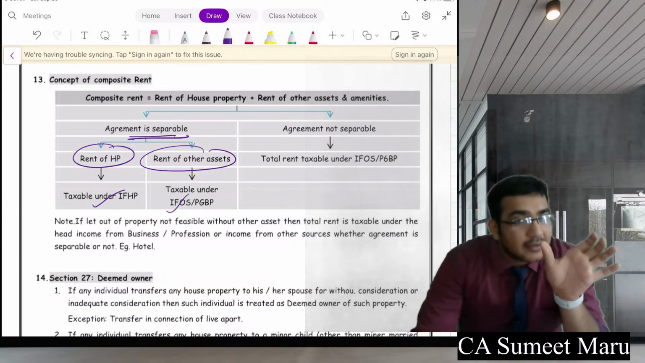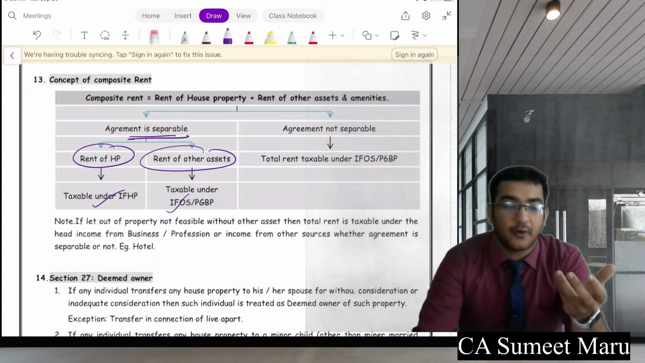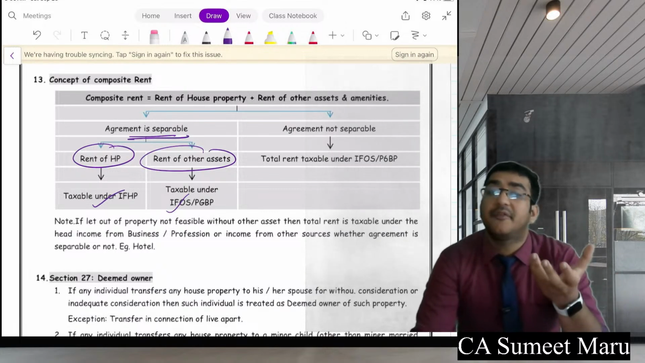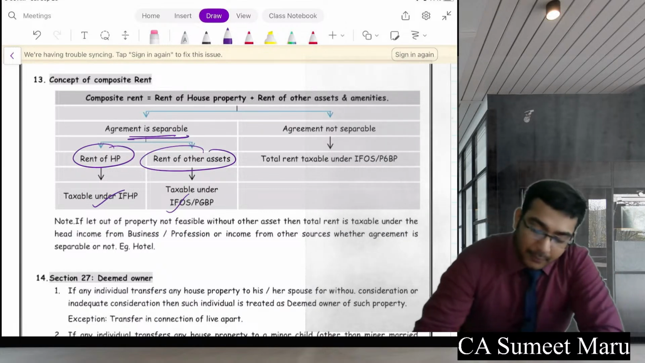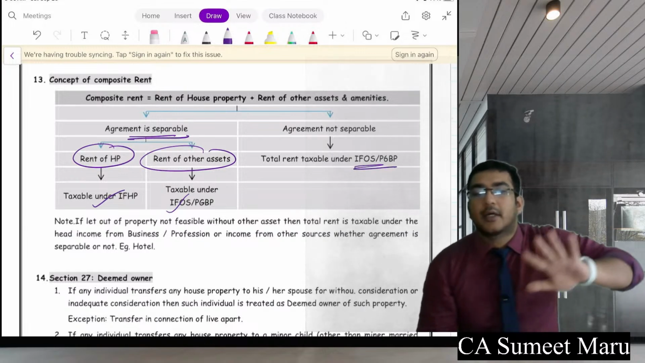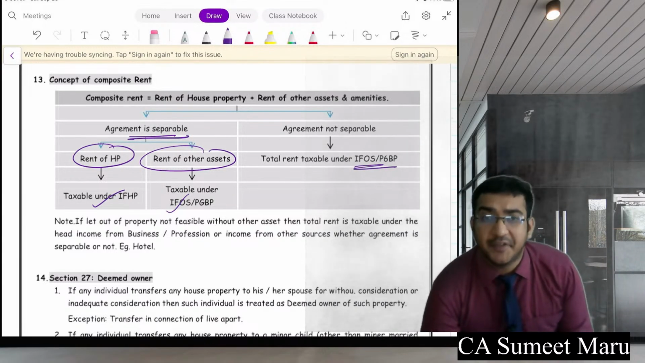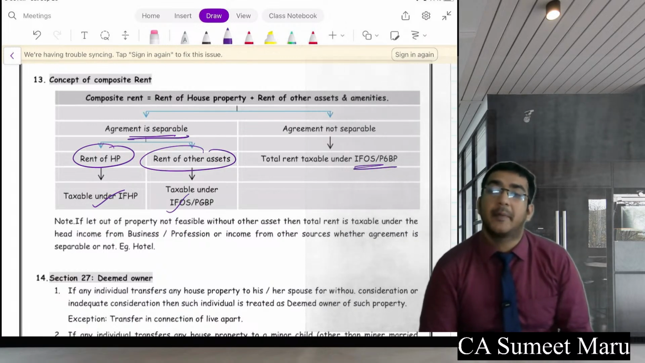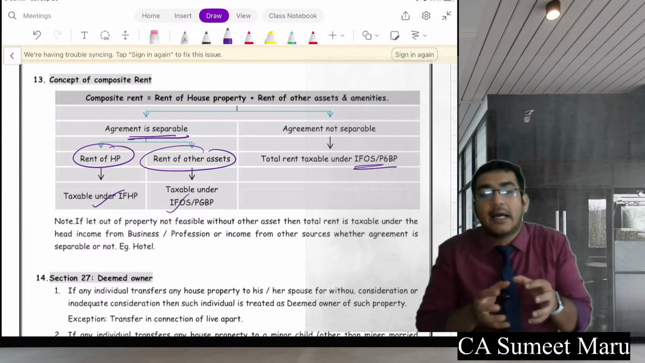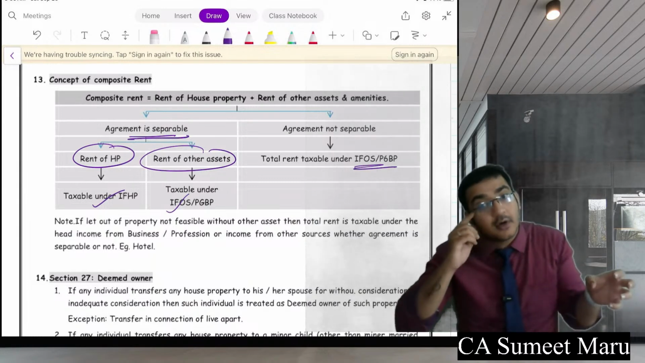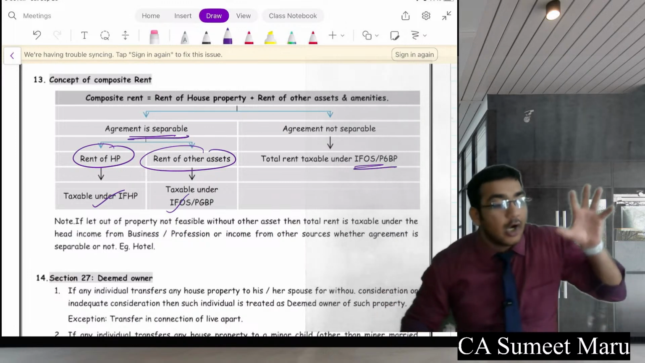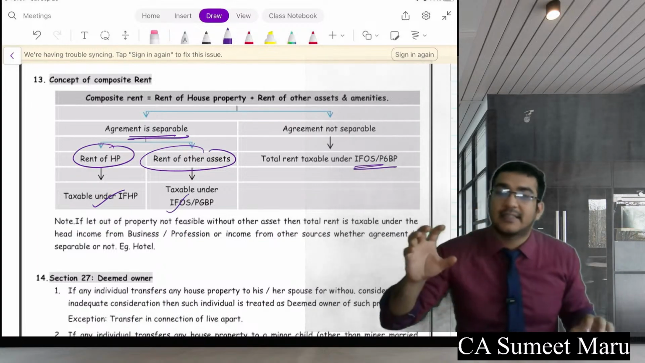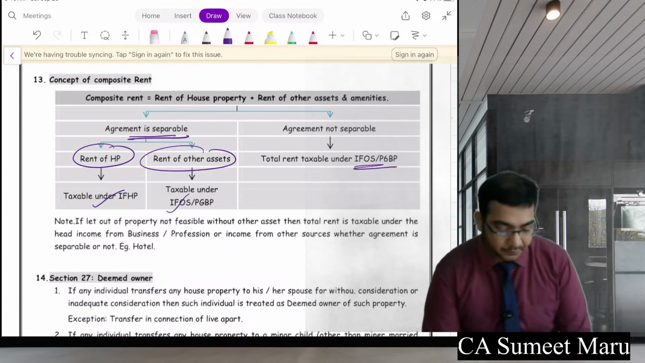Okay, if it is a composite rent which includes a part for the property and a part for your furniture, electricity, electric equipment, everything as well, and if the agreement is separable, fine. If the agreement is not separable, put everything under income from other sources, don't let it come into your income from house property. So it's beneficial for those who have income not only from house property but from other assets as well, to have a separate agreement, or an agreement that specifies separately how much is for your house and how much is for your other assets. For house it will go in HP, for other assets it will go in income from other sources.